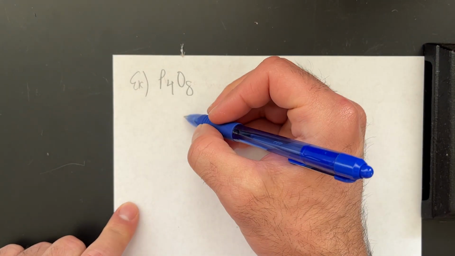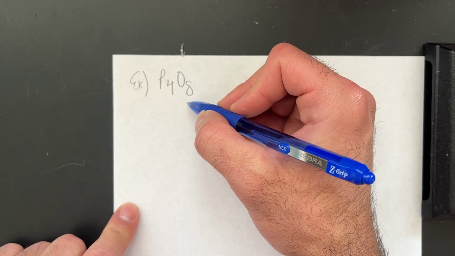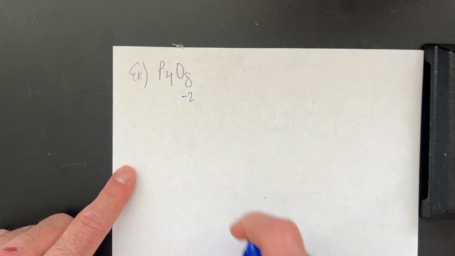The first rule is that O is almost always going to be -2. I said things can vary, but O, it doesn't really vary. O is almost always -2. There are some exceptions, we'll get to those, but for the most part, O is almost always -2, and in this case, it is -2. And so here, O has a -2 charge.